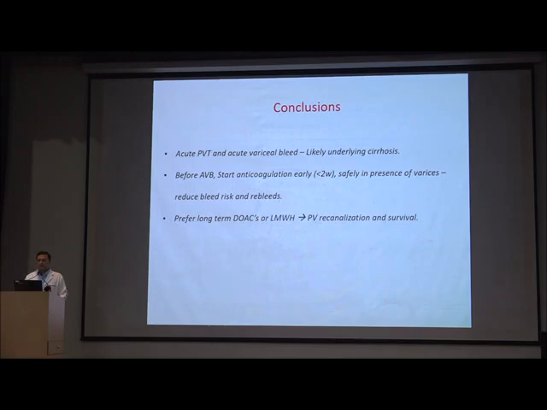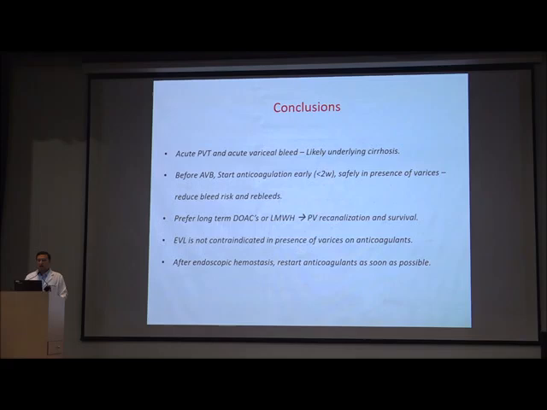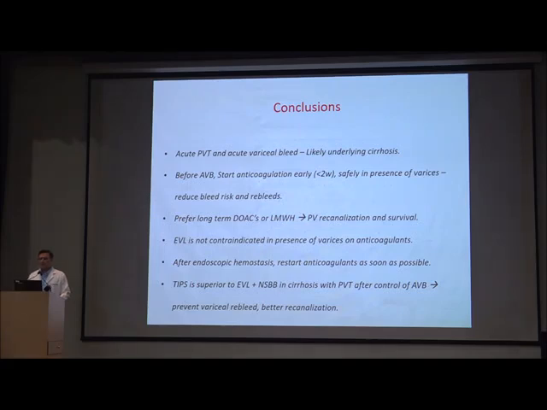Prefer long-term DOACs or low molecular weight heparin because it achieves better portal vein recanalization and survival. EVL is not contraindicated in the presence of varices on anticoagulant therapy. After endoscopic hemostasis, restart the anticoagulation as early as possible, and TIPS is superior to EVL plus non-selective beta blocker in cirrhosis with PVT after the control of acute variceal bleeding, because it not only prevents variceal rebleed but also achieves better recanalization and probably better survival rates.